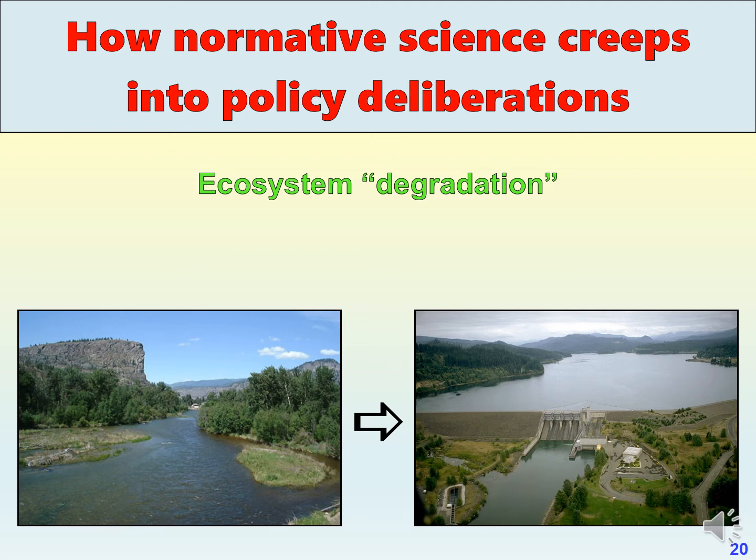There's a big effect of putting a dam on a river or removing a dam. But it's not better or worse until you make a policy judgment. And that's outside the scope of science. So ecosystem degradation is an example of normative science.